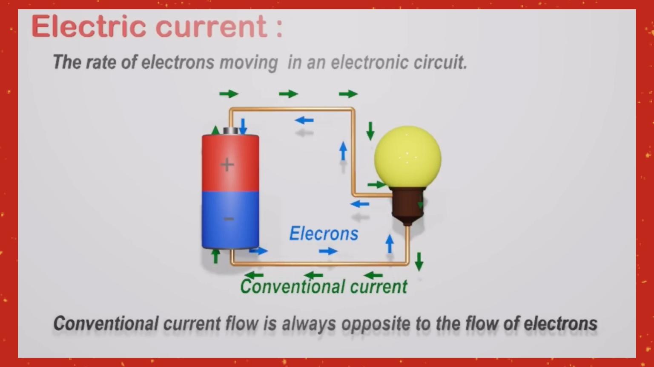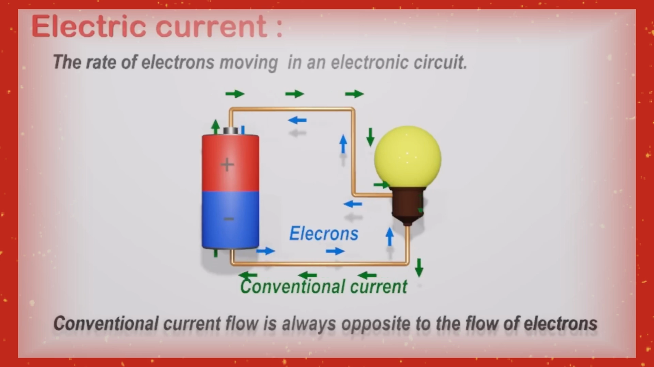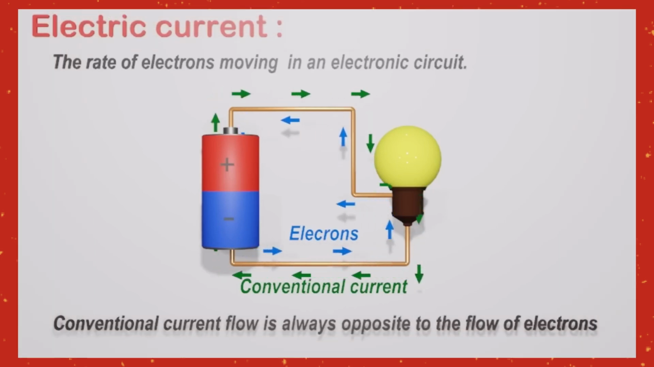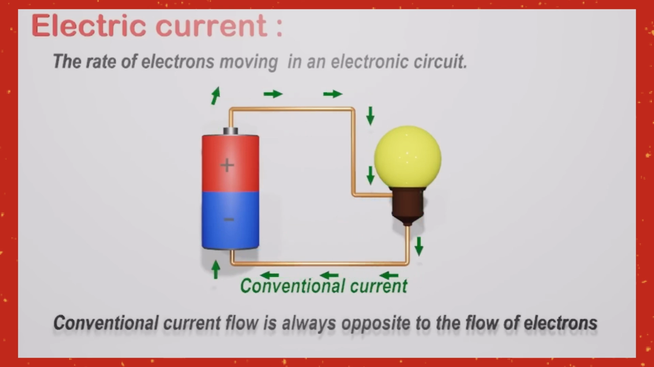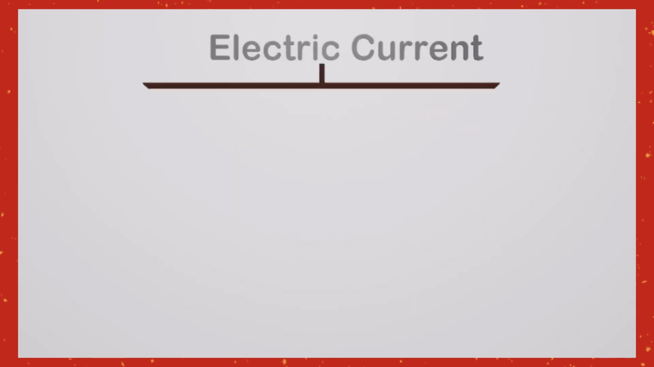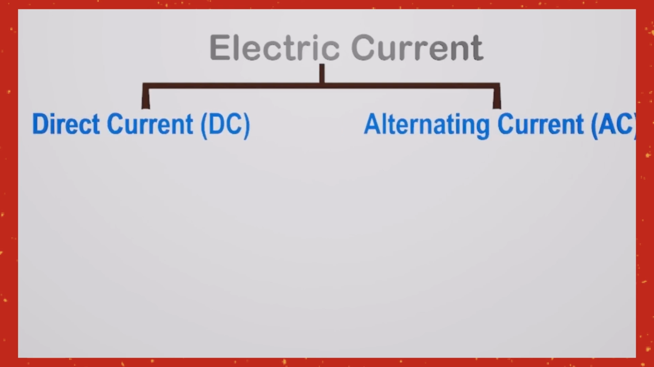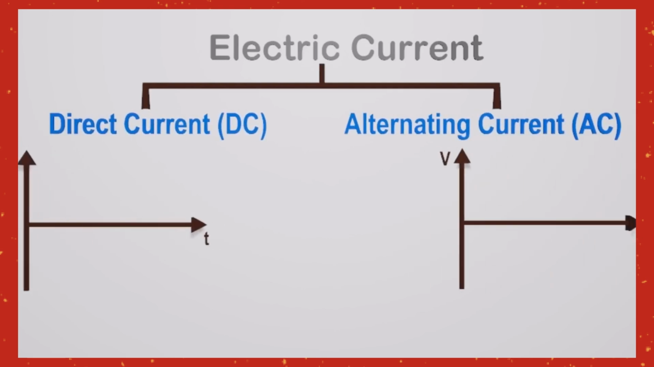In fact, it makes no difference which way current is flowing as long as it is used consistently. The direction of current flow does not affect what the current does. Throughout this video, we use the term current for the conventional current. There are two forms of electric current: alternating current, AC, and direct current, DC. One is not better than the other as both are necessary. Here we will explain each of them and how to convert direct current into alternating current.